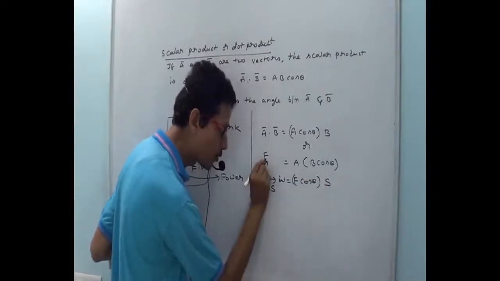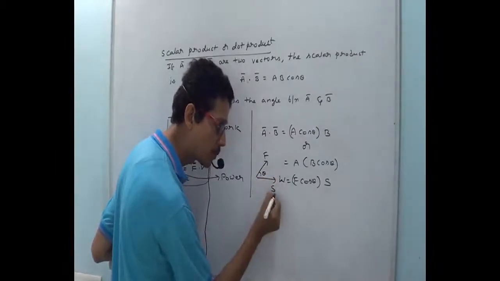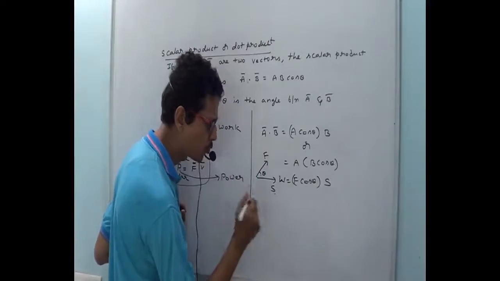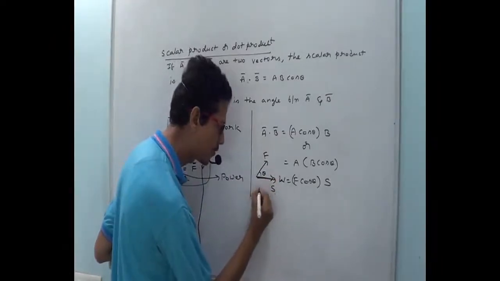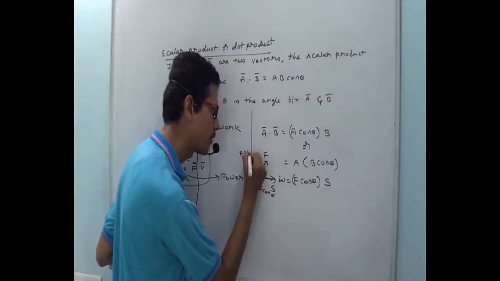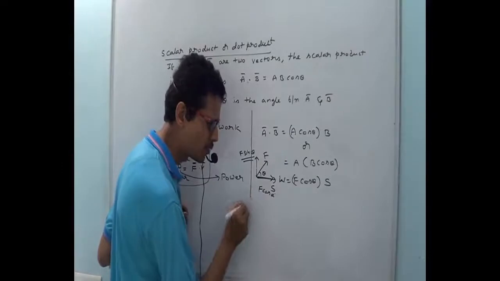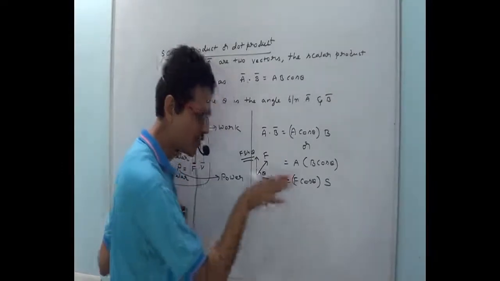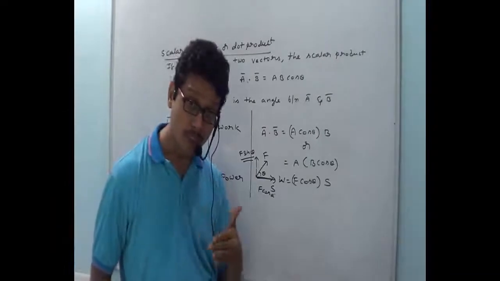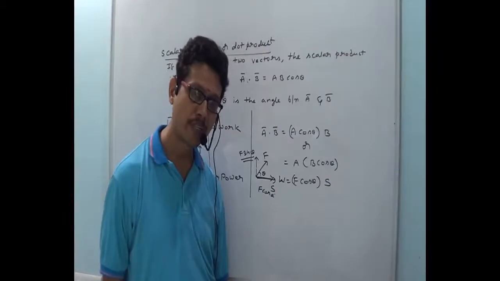The component of force in the direction of displacement. What is the component? There are two components of force. One is F cos theta and the second one is F sin theta. F sin theta has nothing to do with doing the work. So the work is done because of only F cos theta. So what I have to tell? The component of force in the direction of displacement into displacement. Like that you can tell.